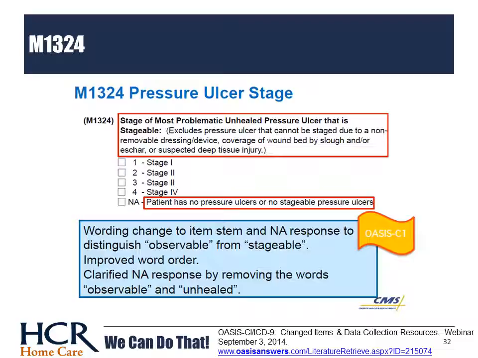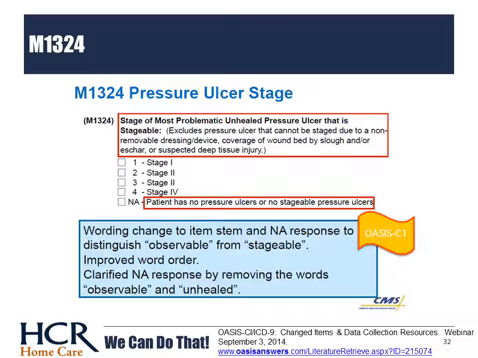Now, keep in mind, if your patient, say, has an unstageable pressure ulcer, they have 3 pressure ulcers. They have an unstageable pressure ulcer because it's covered in a non-removable dressing. They have an unstageable pressure ulcer because it's covered in slough or eschar, and they have a suspected deep tissue injury. Then for this item, you would choose NA because the patient has no pressure ulcers that are stageable.